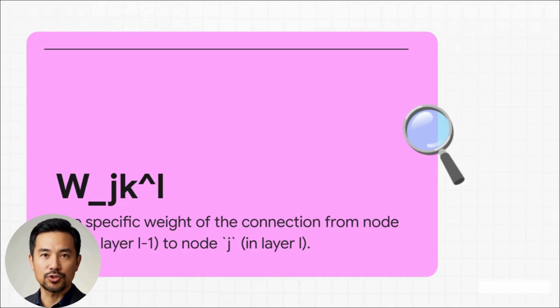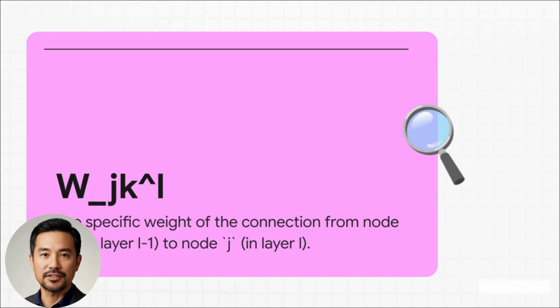And right here is where those GPS coordinates totally click. When you see a w for weight, with all those indices, w^l_jk, that's not just any random weight. It's talking about the specific strength of the connection going from node k in the previous layer to node j in our current layer.